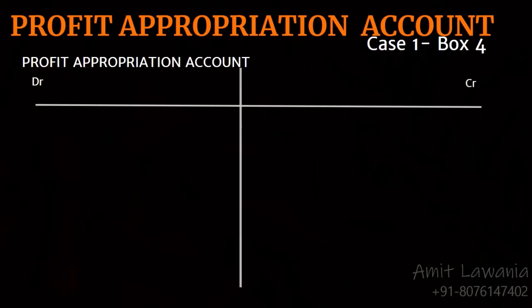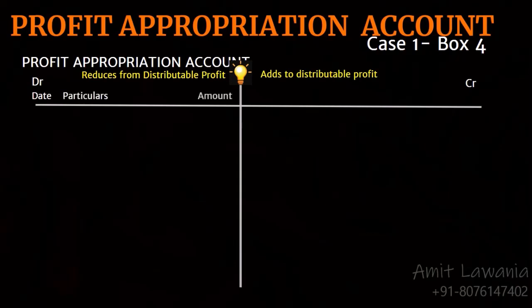Wait. Here is a tip. Before you start making the account, follow this little tip. Any amount that reduces the distributable profit, put it on the debit side on the left, and any amount that adds to the distributable profit among partners, write it on the credit side on the right. So now back to the ledger. Write date, particulars, amount, and same on the credit side. The format is now ready.